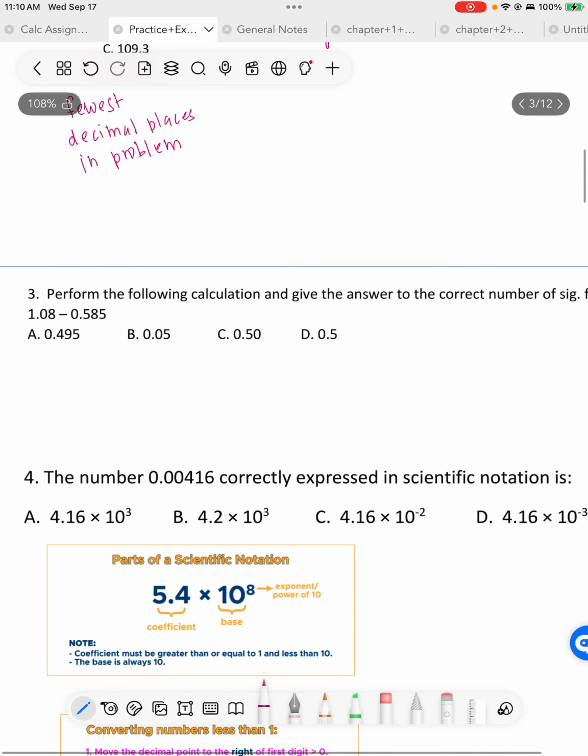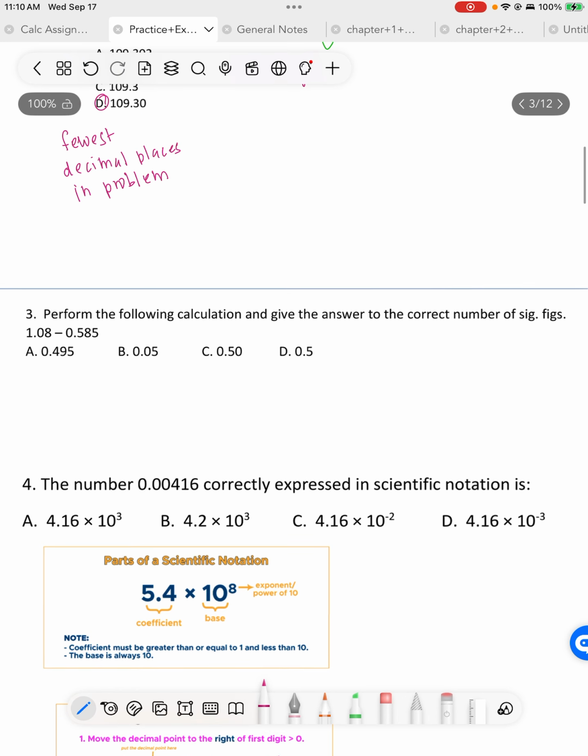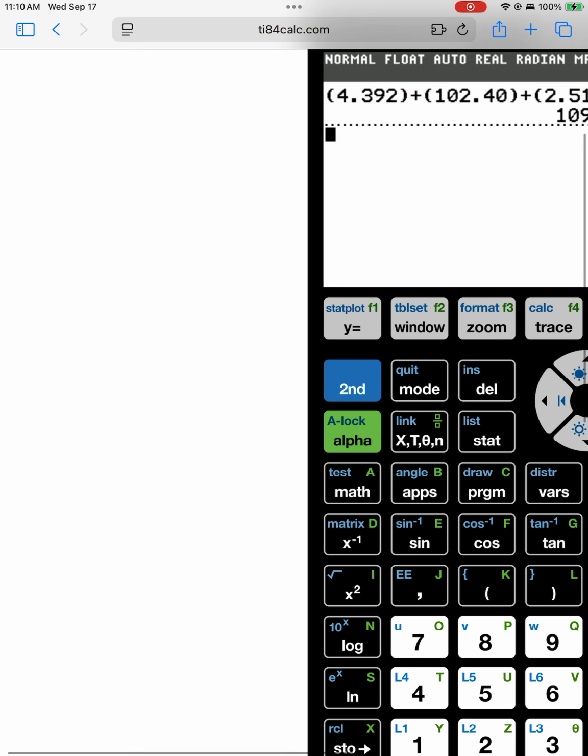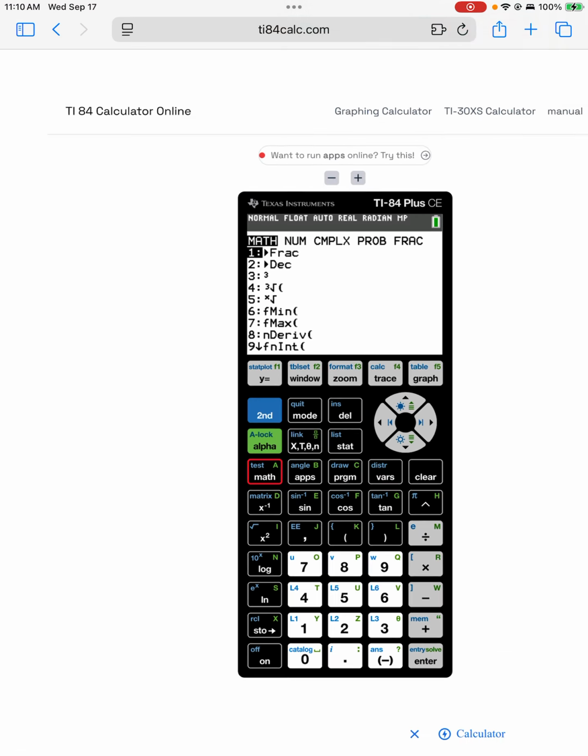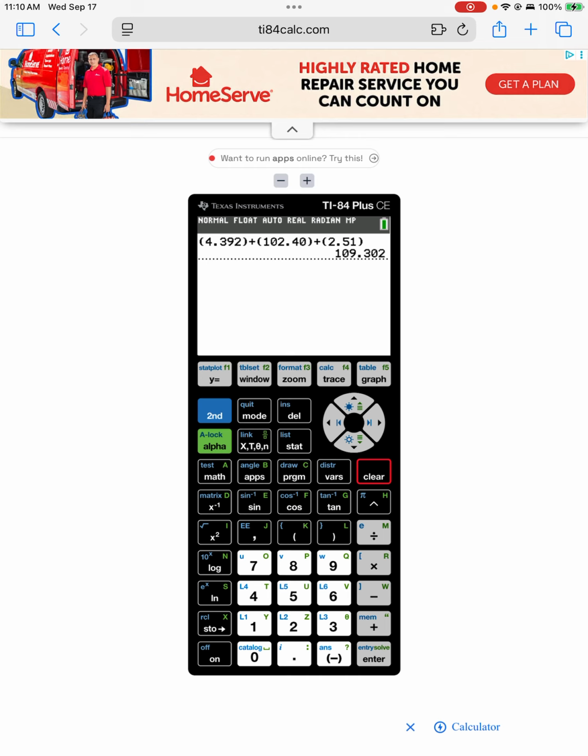Okay, perform the following calculation to the correct number of significant figures. So we have a subtraction now, and we are going to follow the same method where we're going to go over to our TI calculator. Click, clear, clear. And we will type it in the same way we did our addition. So parentheses, 0.495 minus parentheses, 0.585.